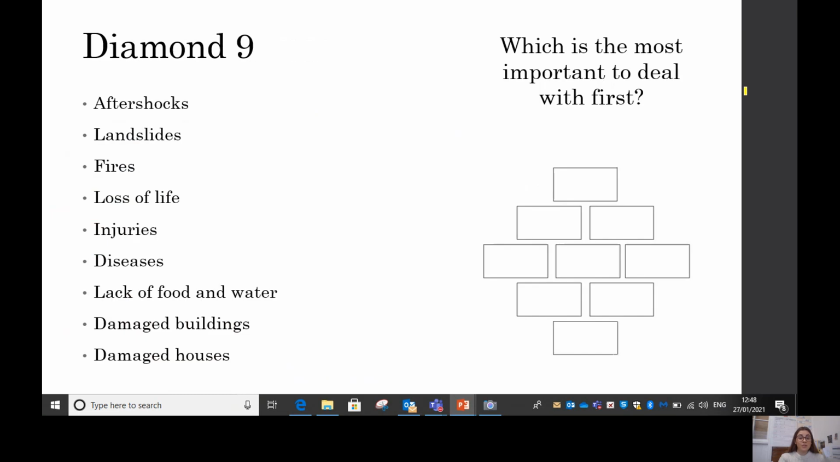Okay, we are now going to move on to our second activity. We're going to create a Diamond 9. So answering this question, which is the most important to deal with first, we're going to organise our physical and our human effects. So at the top, we are going to have our most important effect to deal with, and at the bottom, we're going to have our least important effect to deal with. So I'm just going to flick to my camera so I can model this for you.